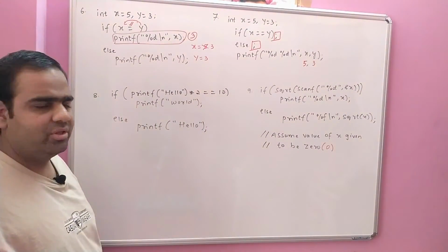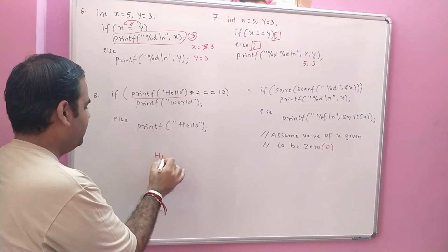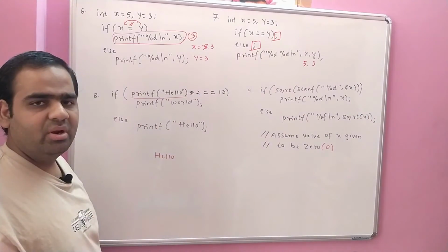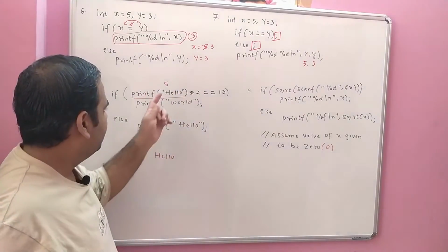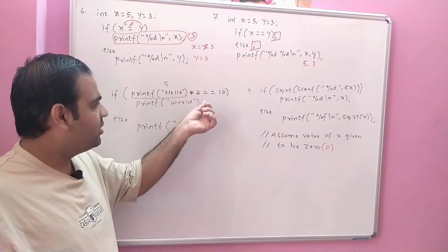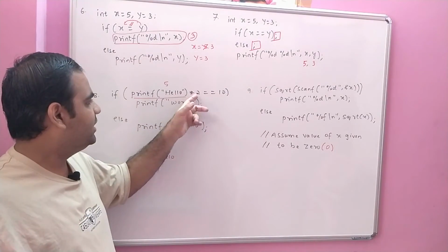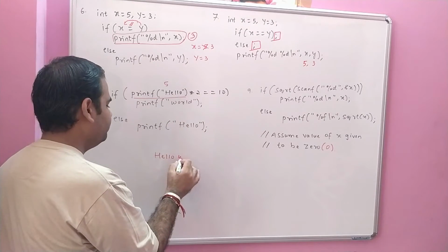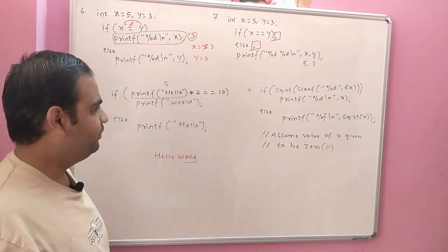Let's see the output of this. printf hello. Therefore, it will print hello on the output screen. printf returns the number of characters printed. How many characters are printed? 5. Now the next thing is multiplication has higher precedence than the comparison. 5 into 2 is 10. Is 10 equal to 10? Yes. Then it will execute the body of if and the output we see is hello world.